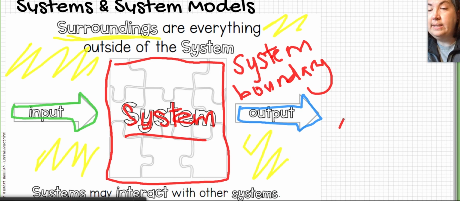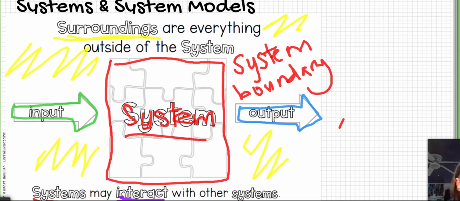And one system can interact, means have an effect on other systems.